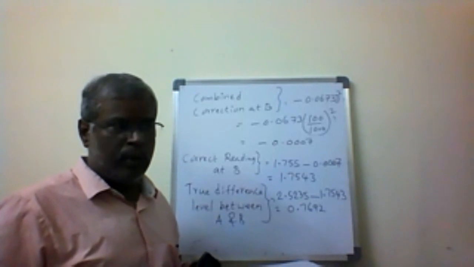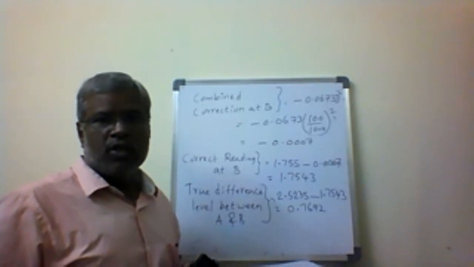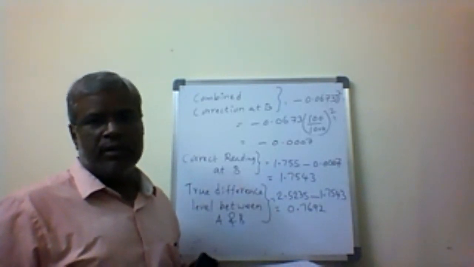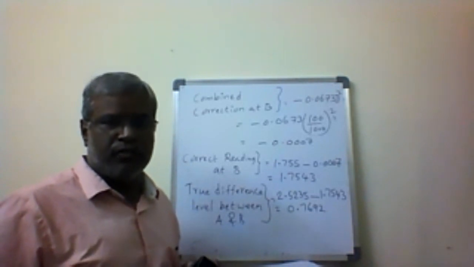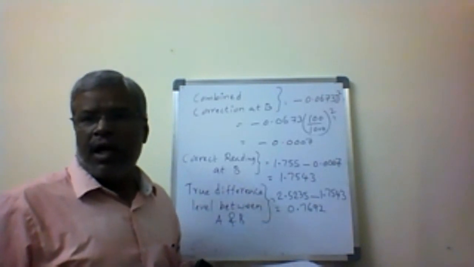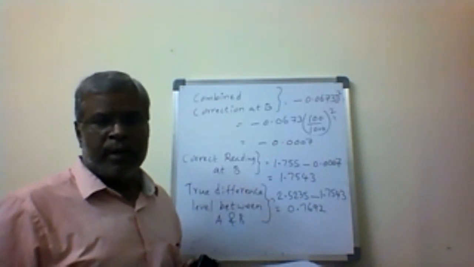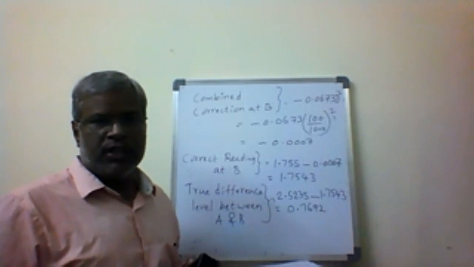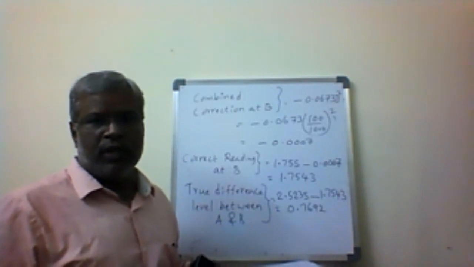Where corrections are going to be applied to the staff reading, because of the curvature and refraction. So in this way we are going to be applying the curvature and refraction correction separately, or otherwise we will directly apply the combined correction for the curvature and refraction, and we are going to be calculating the true difference of the level between A and B.